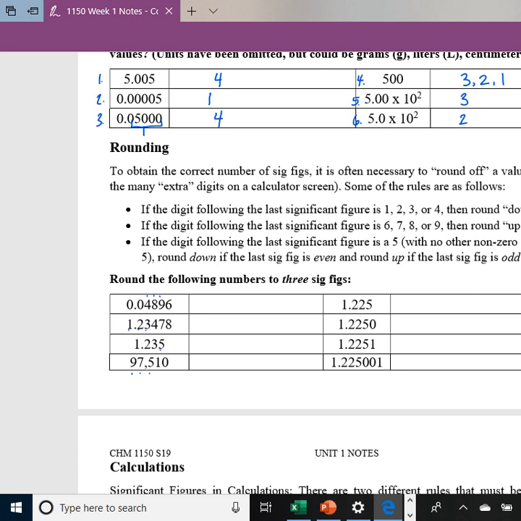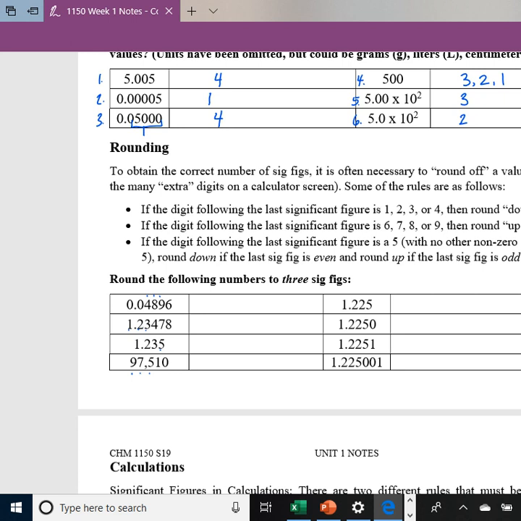When we say round down, we leave the last significant figure as it is. We don't lower it, we just leave it as the number that it is. If the digit following the last sig fig is 6 through 9, then we round up. Then we bump that last sig fig up by 1.